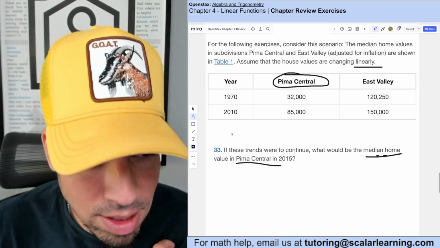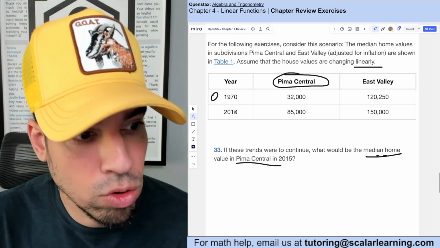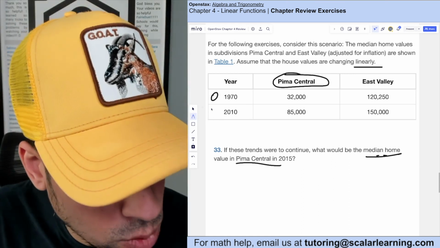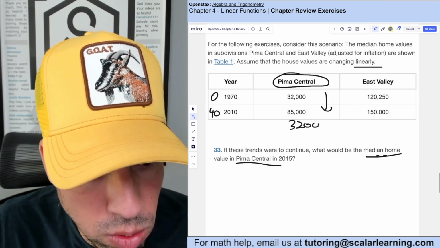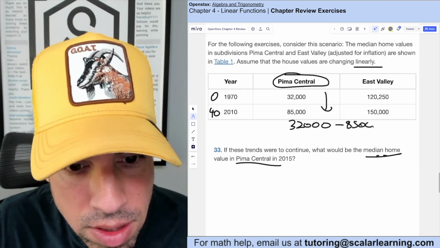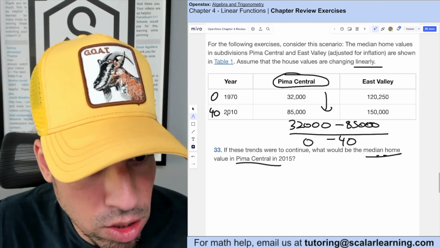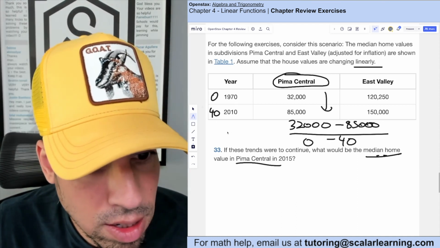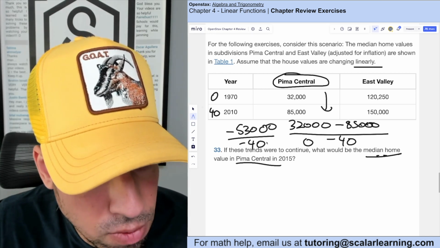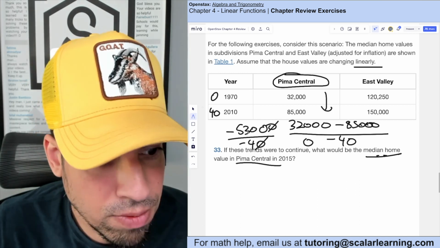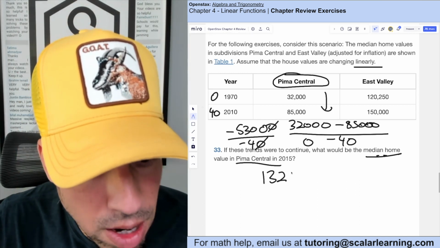Now look at this. These are actually stacked perfectly for us, and I'll just make year 1970 year 0 and year 2010 the amount of years from 1970, which would be 40. So to calculate the slope, we're going to subtract down. So it's 32,000 minus 85,000 over 0 minus 40, right? And that gives us negative 53,000 over negative 40. Cancel out a 0, and then it's 5,300 divided by 4. And that gives us a value of 1,325 for the slope.